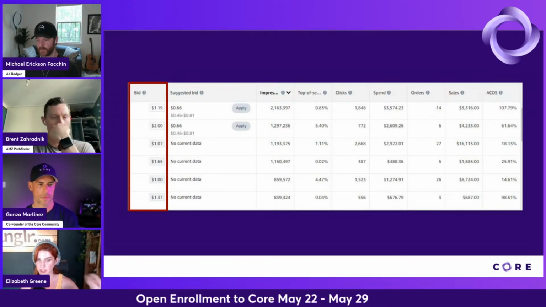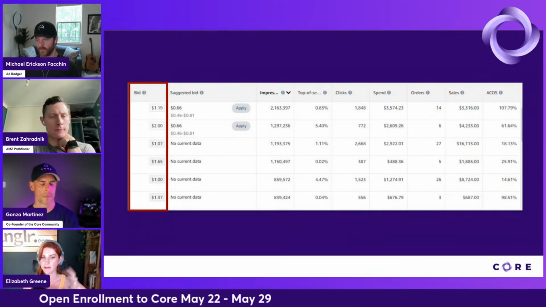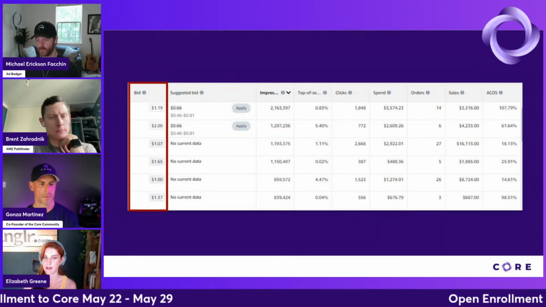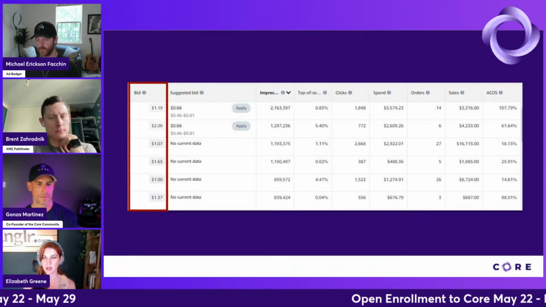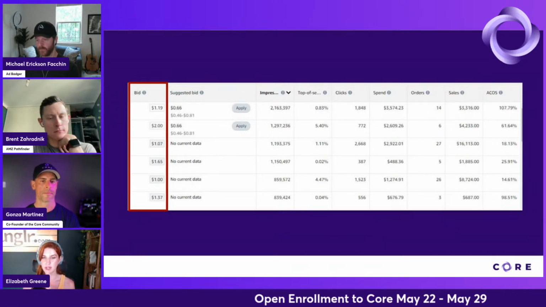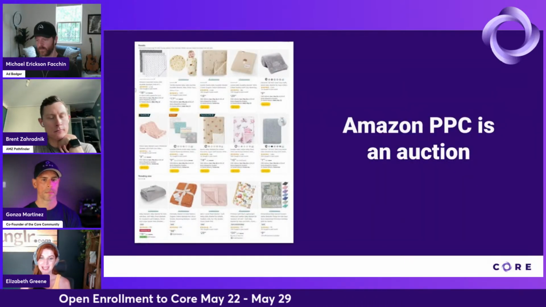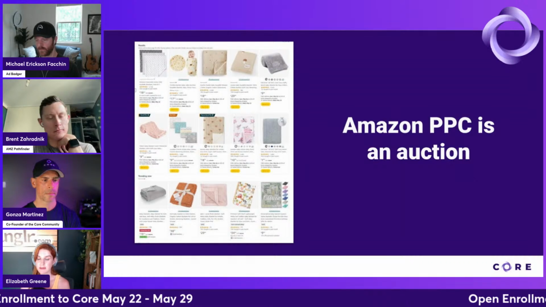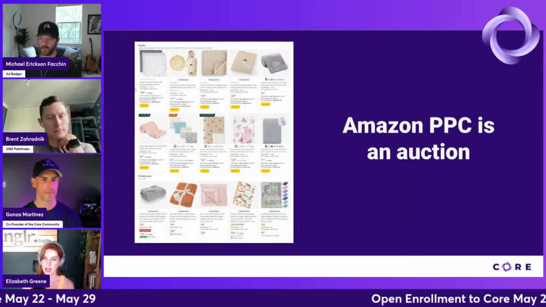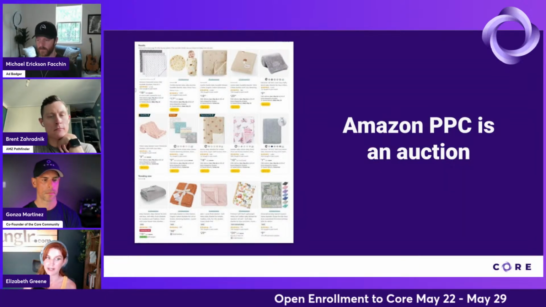Again, Gonzo went through a really detailed metric, but I'll also talk about some benchmarks and how you might go about adjusting, like looking at targets in a slightly different way as far as impact on your overall sales account. Because the thing that makes this so difficult is Amazon PPC is an auction. So what does that mean?